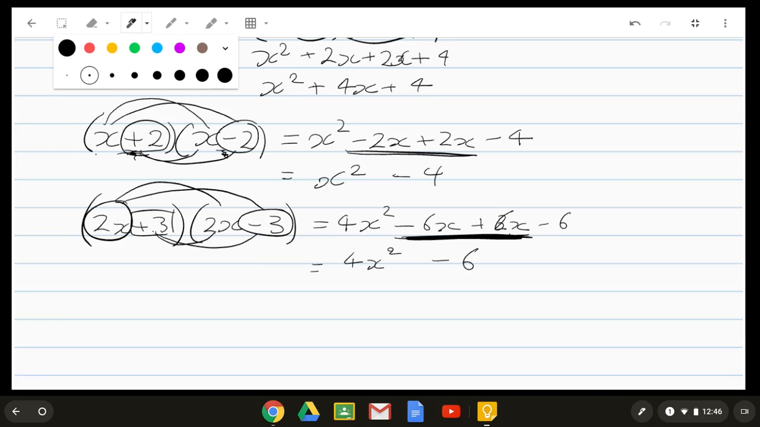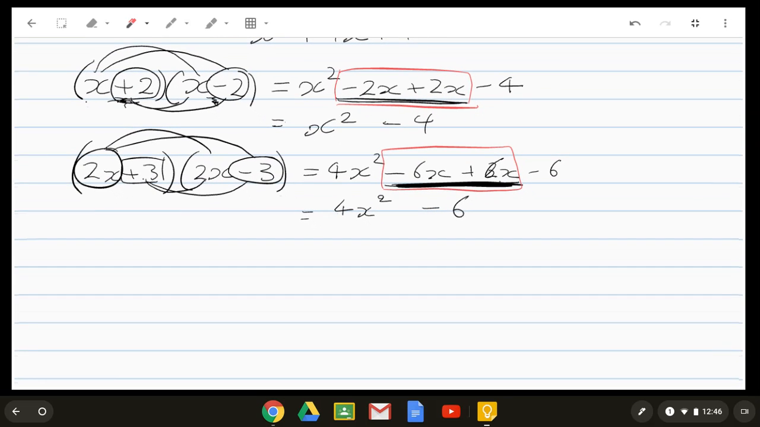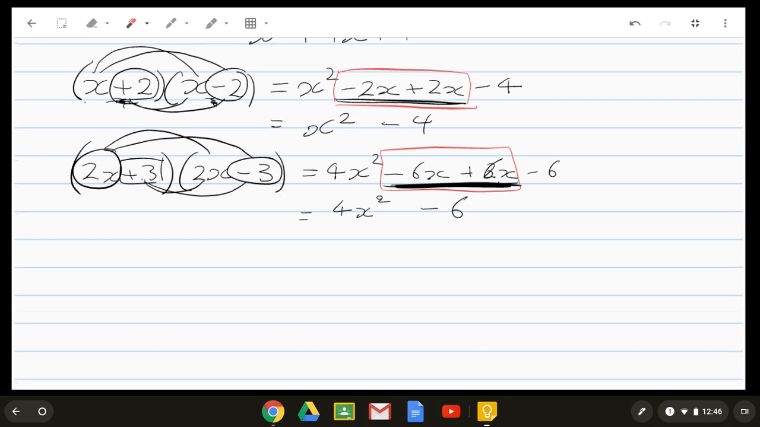So you can see what's happened here in both of these questions. The middle section is exactly the same, but with opposite sign. So it in turn cancels itself out. Let's look what happens when we use a standard form.